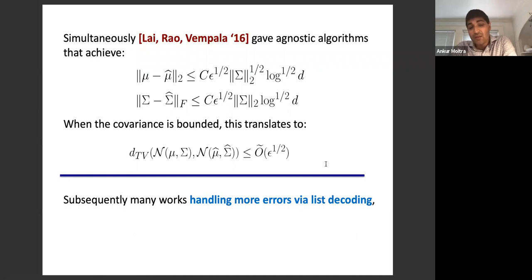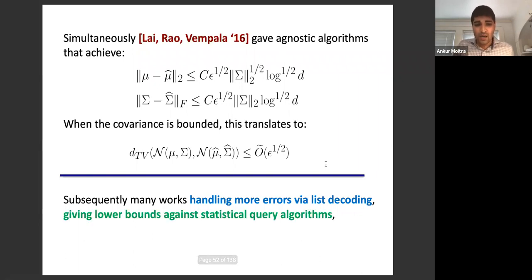You can ask what happens if an adversary is allowed to corrupt more than half of the data. That sounds like that question isn't going anywhere, because if they can corrupt more than half of the data, why couldn't they just add a spurious extra Gaussian and you would never know which one is which? Well, you can still do things like outputting a small list of hypotheses, one of which is guaranteed to be close to the true answer. That's called list decoding. And you can do that with error rates that are approaching 1. You can give lower bounds against classes of algorithms and show that this epsilon versus epsilon times polylog 1/epsilon is an inherent tension between robustness and computational efficiency.